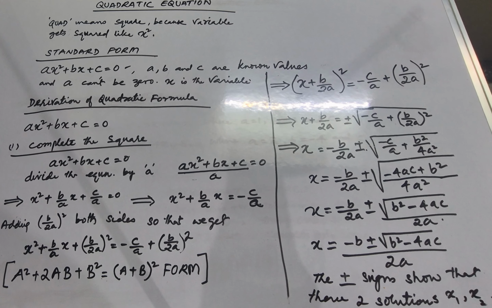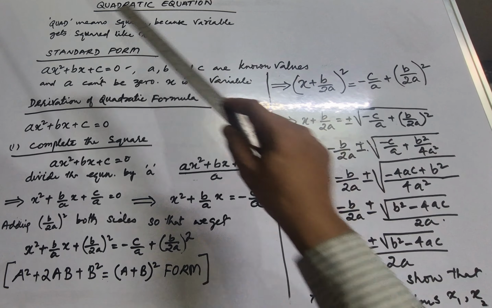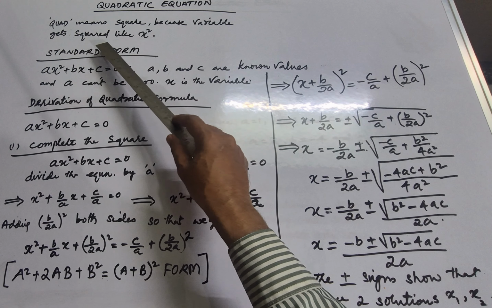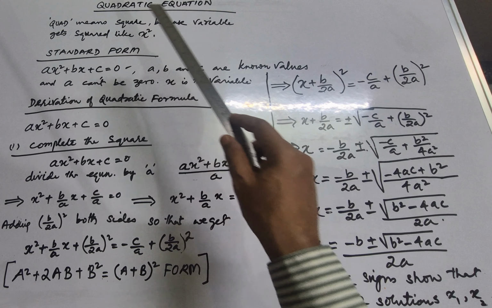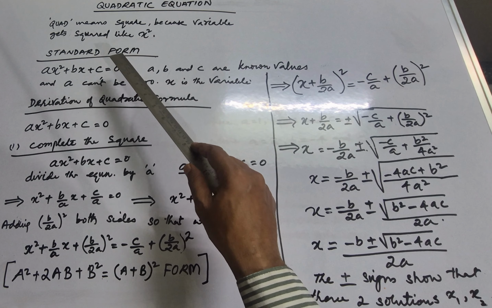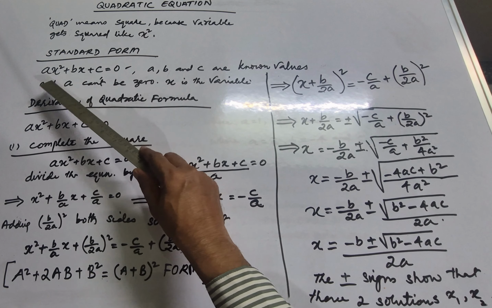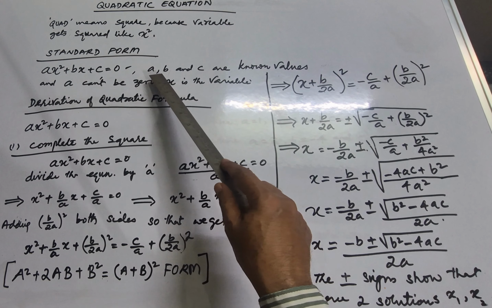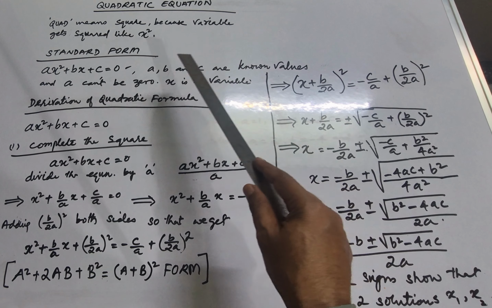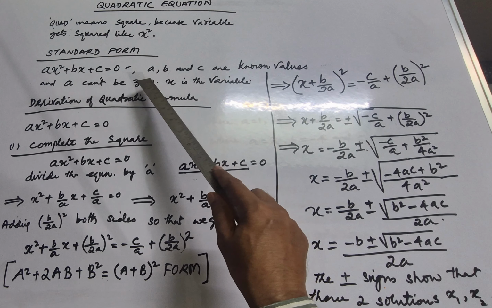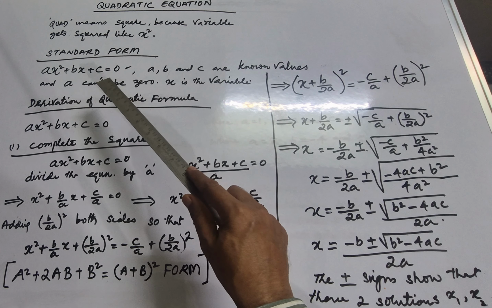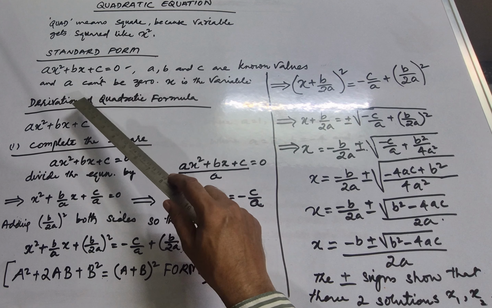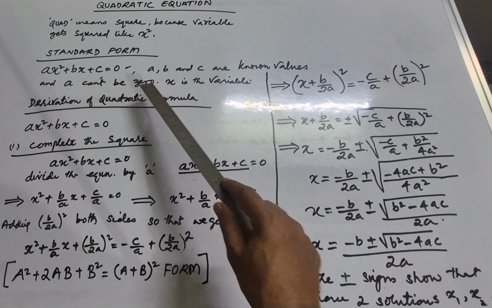Today we are going to start quadratic equations. Quad means square, because the variable gets squared, like x square. The standard form of the quadratic equation is ax square plus bx plus c is equal to 0, where a, b, and c are known values, and a and b are called the coefficients of x square and x respectively, and a cannot be 0.